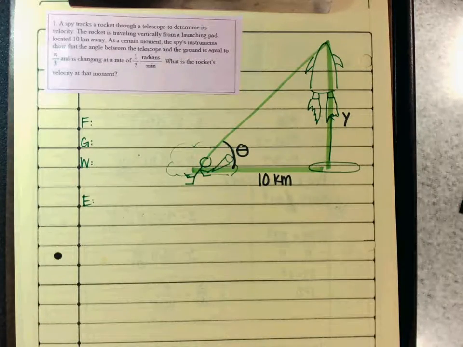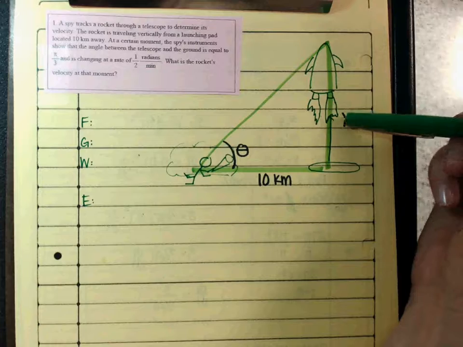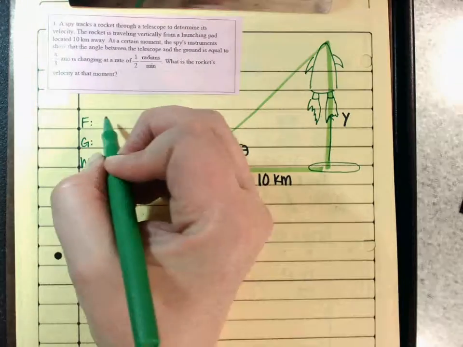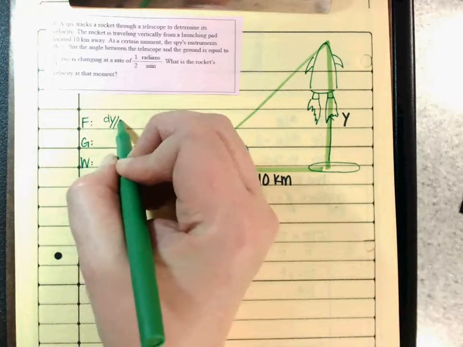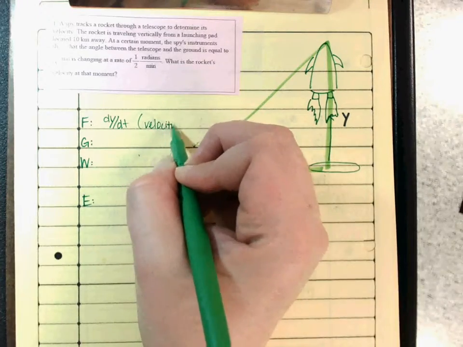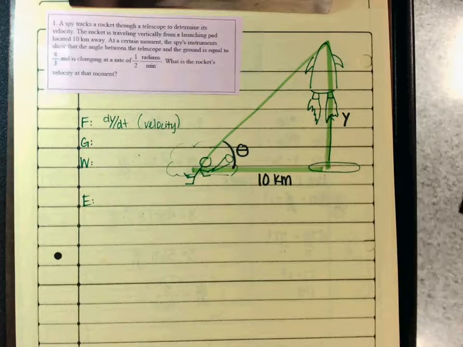Now, I'll help you with the find. We want the rocket's velocity. So think about, if this is his position, what's the derivative of position? Velocity. So they're asking you to find dy/dt, because that's the rocket's velocity. That's kind of tricky, but if you know his position, the derivative of that is velocity. dy/dt is another way to say that. Okay, so we want dy/dt.